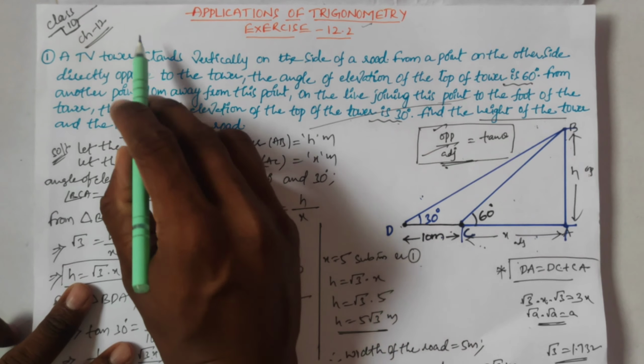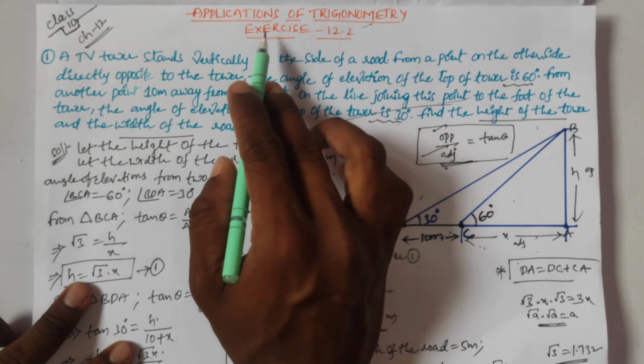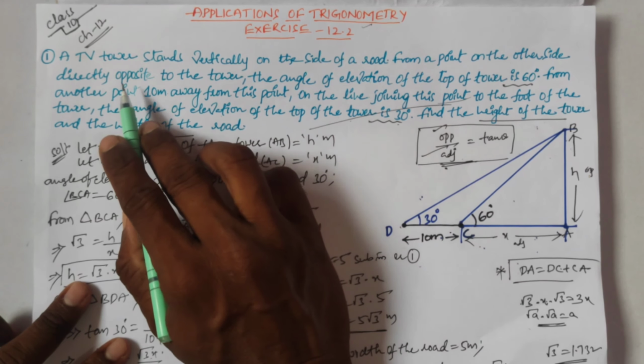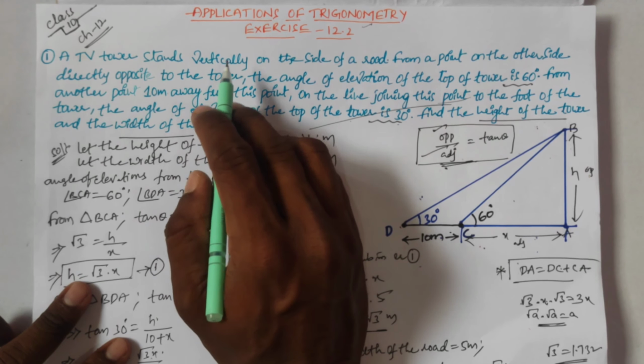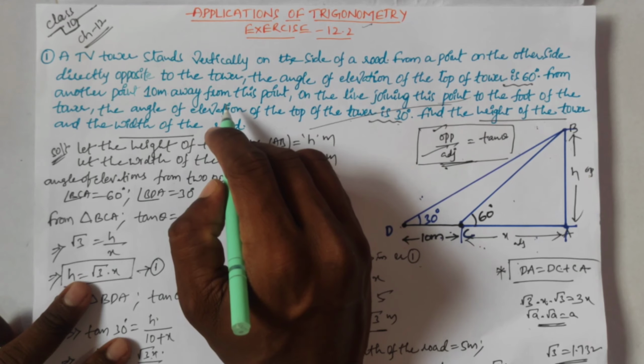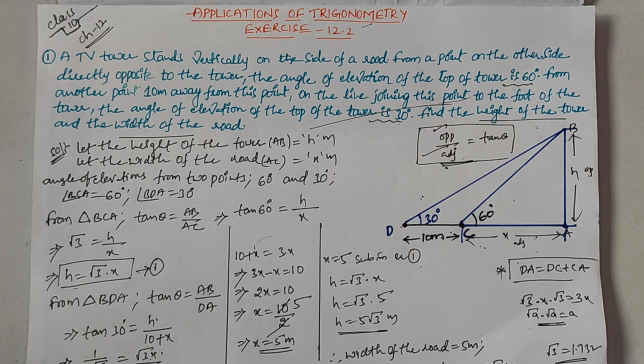We are discussing class 10th chapter 12, applications of trigonometry, exercise 12.2. In exercise 12.2 we completed the first three sums, right? If you missed the class, I have given the link in the description, you can check that one. Today we will continue the topic from question number 4.